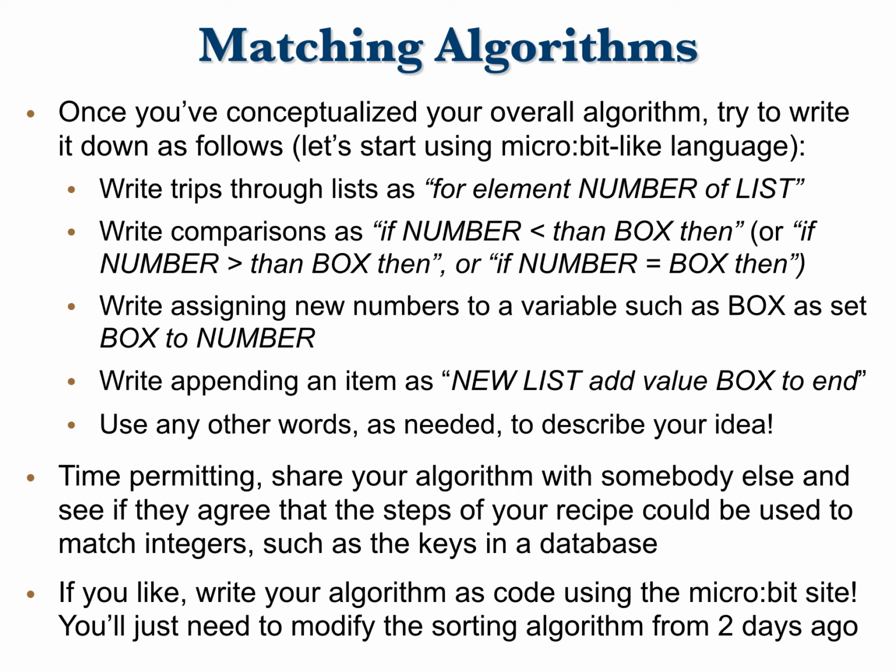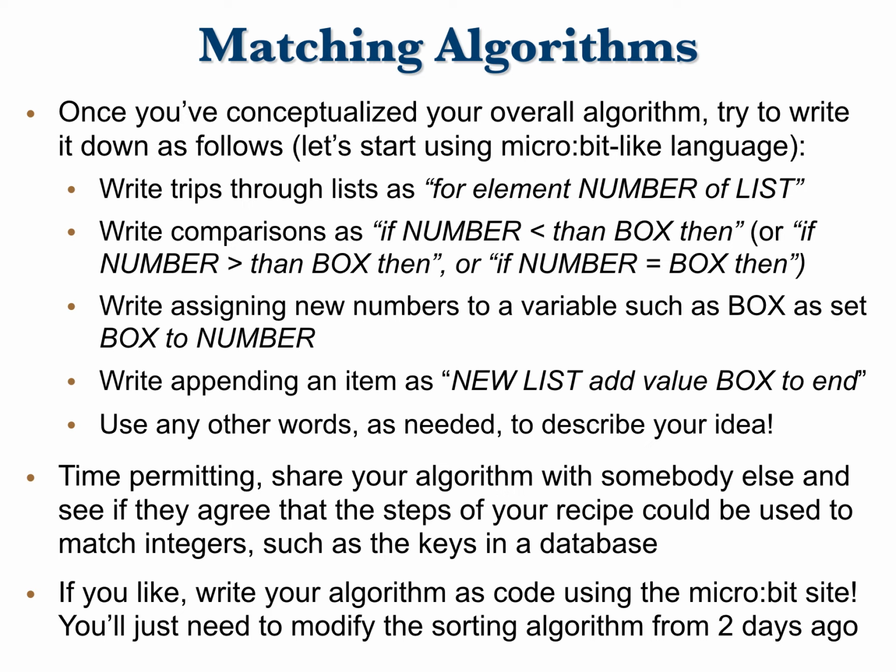Write the trips as for element number of list. Write comparisons. Again, you can have one empty box per list. Write comparisons if number less than, greater than the box. And write numbers, assign new numbers to a variable using the language set box to number. And append a new item to the list as new list, add value box to end. If this is a surprise to you, go back and review the material from sorting again from 2 days ago. As well as trying to use this language, just in general, write down your full idea.